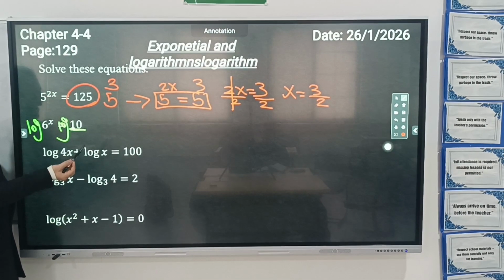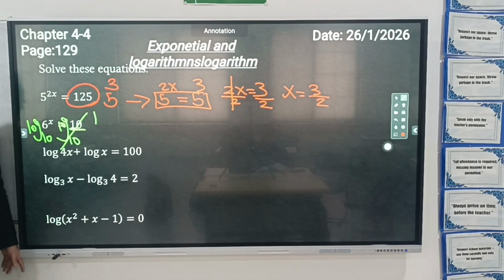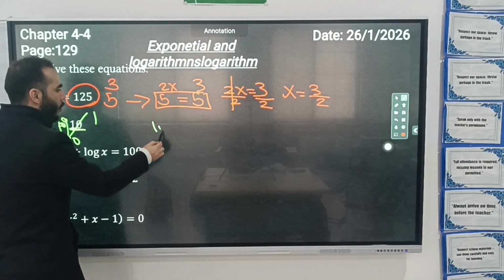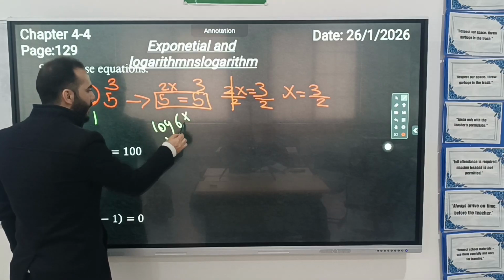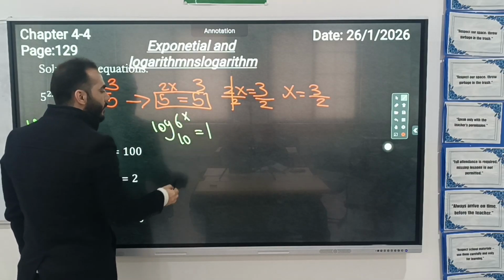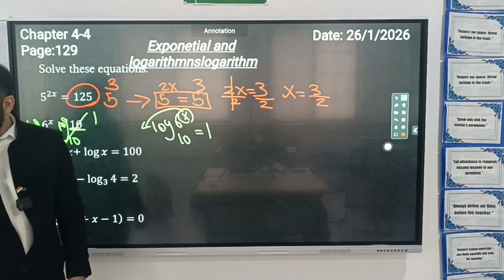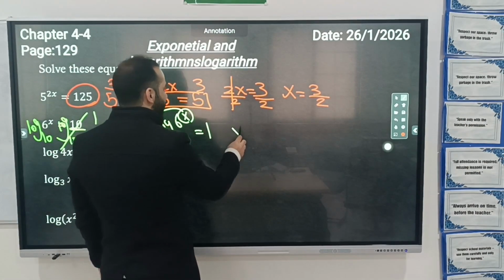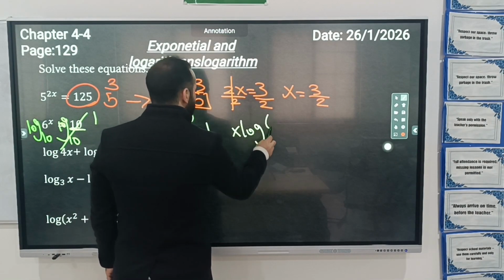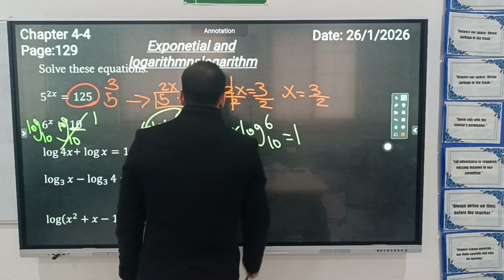So right now here is 10, right? So the base is going to be 10 here. Why do we do that? In order to cancel this side. Logarithm 10 with base 10 equals 1. So right now we are going to have logarithm 6 powered by x base 10 equals 1. This exponent can come to the front. Can it? Of course. So it's going to become x log 6 base 10 equals 1.